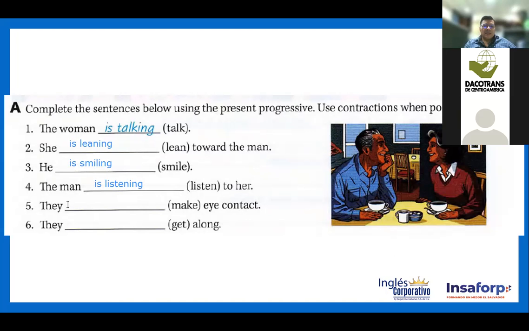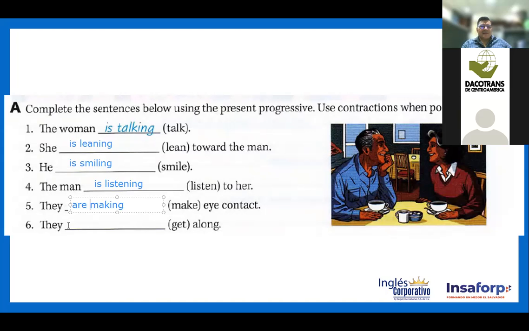They making eye contact. Something is missing. What is missing there? ¿Qué nos hace falta, Denilson? They making are. No, algo nos hace falta. Yes, exactly. Yes, they are making eye contact. Very good. Thank you, Denilson.